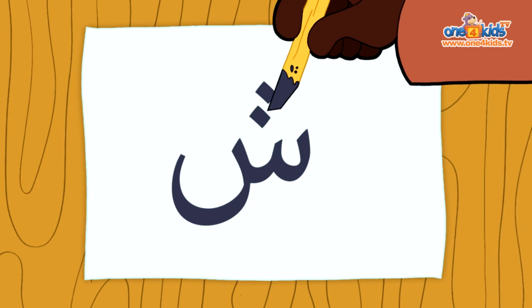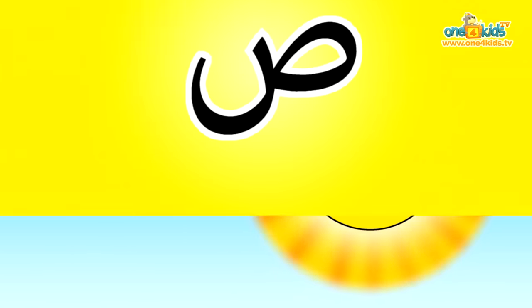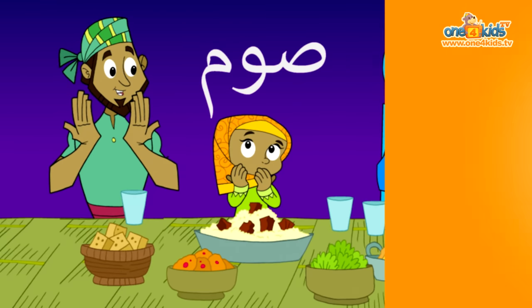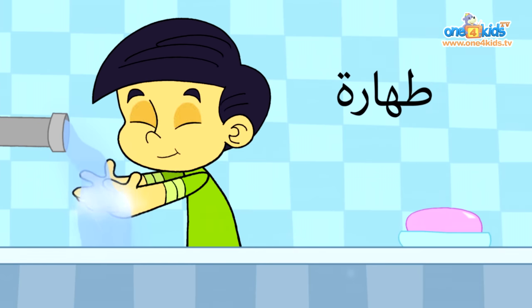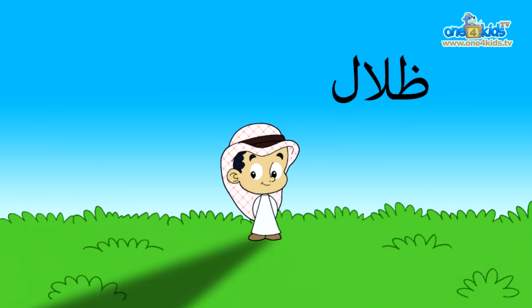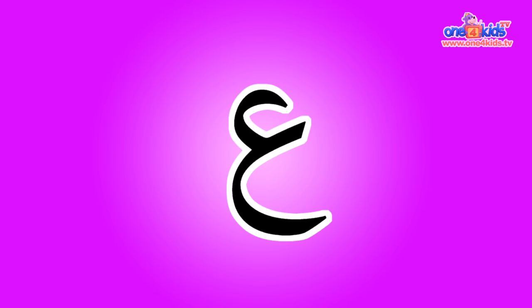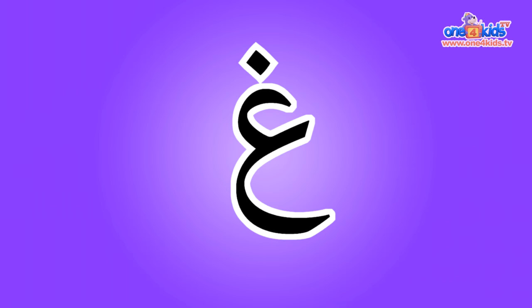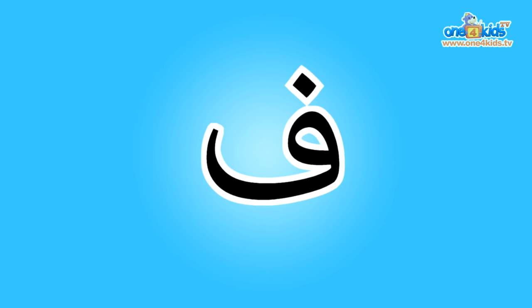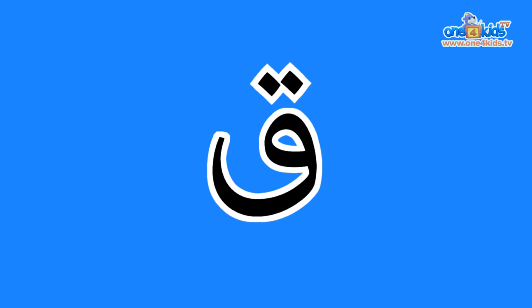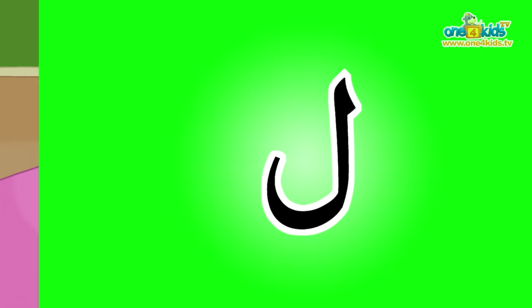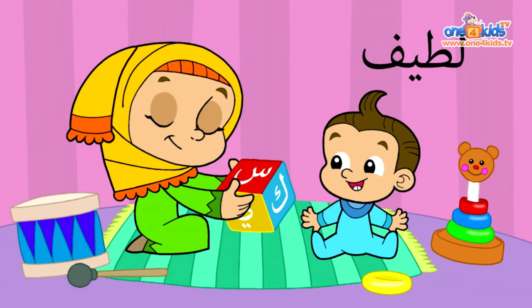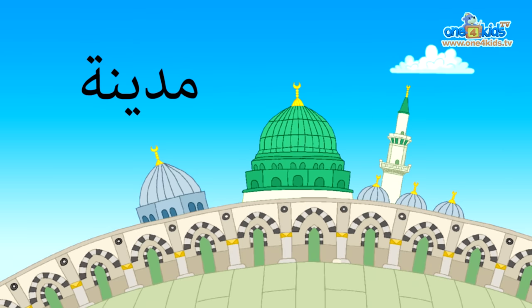Sheen is for Shams, and Sad is for Sawt, Dad is for Dayf, and Ta for Tahara. Tha is for Dhilal, Ain is for Ibadah, Ghain is for Ghafur, and Fa is for Fatiha. Qaf is for Quran, Kaf is for Kitab, Lam is for Latif, and Mim is for Medina.